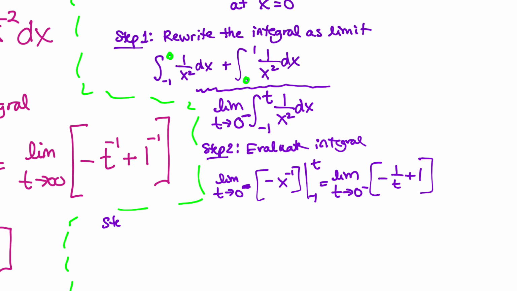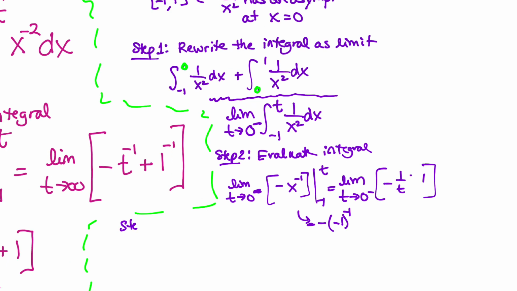Nope, that's not right. -1. Erase. Let me see. Hang tight. Oh, I'm skipping too many steps. So I've got a -1, but because it's the bottom limit, I've got another negative in front. Is that right? I should have a negative right here, guys. I should have a negative right here. Evaluate the limit.